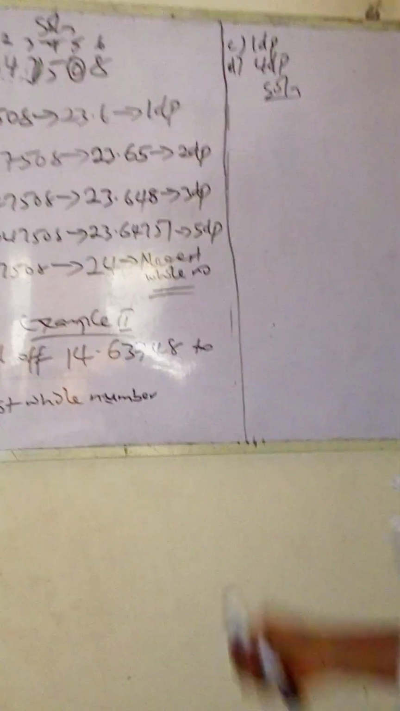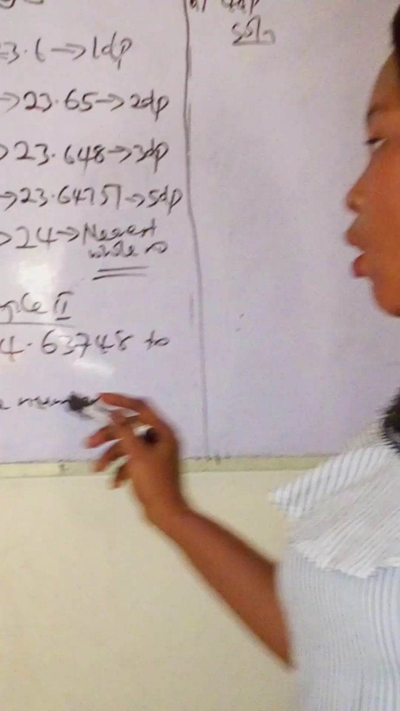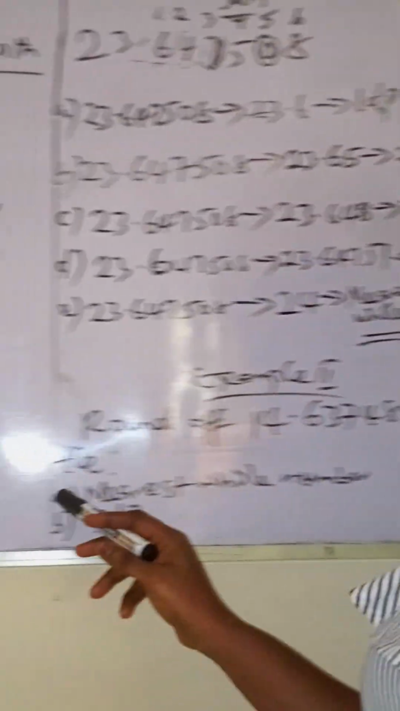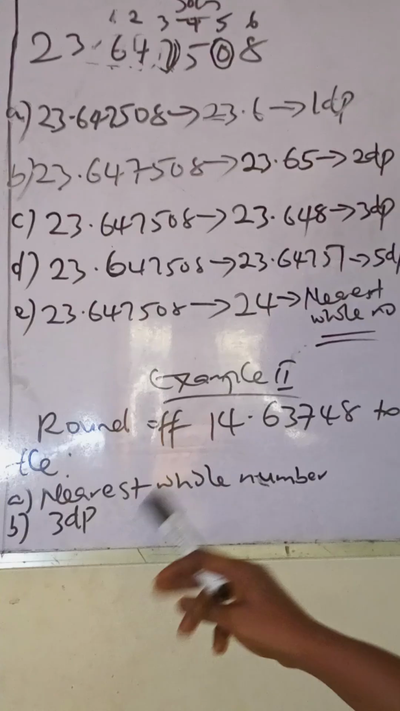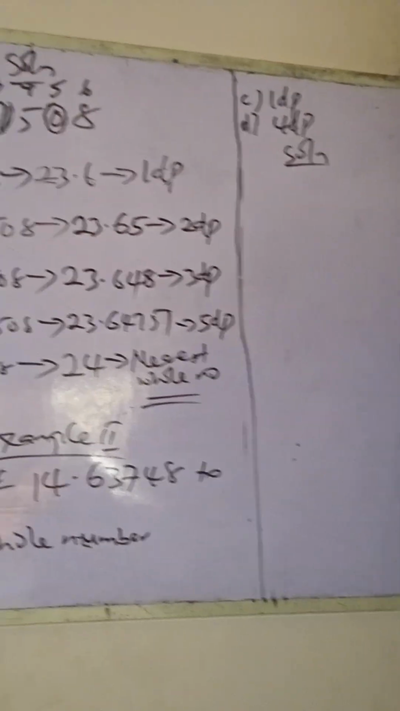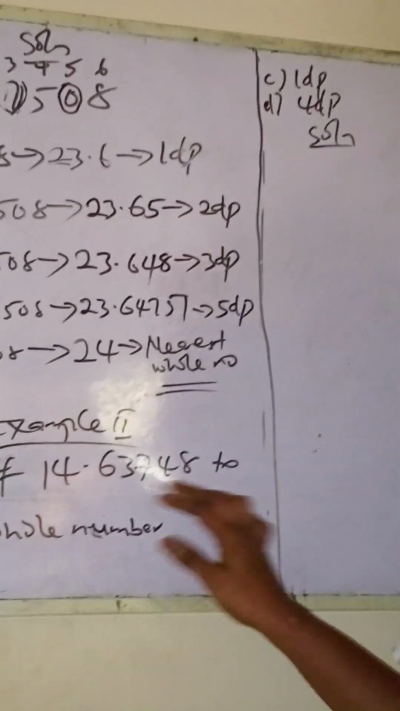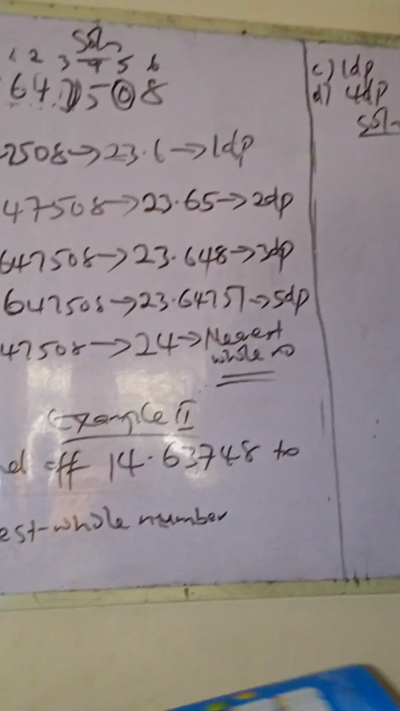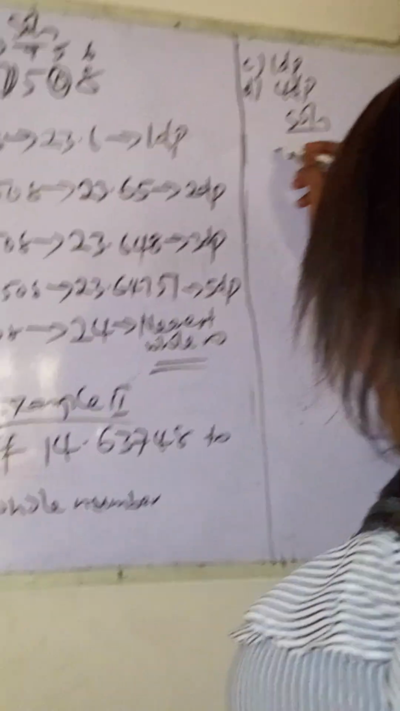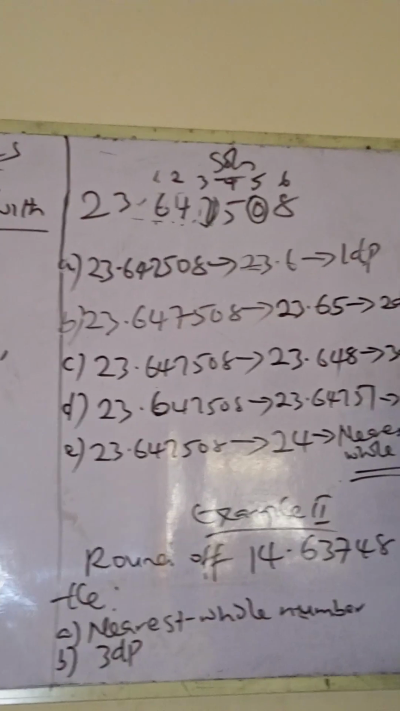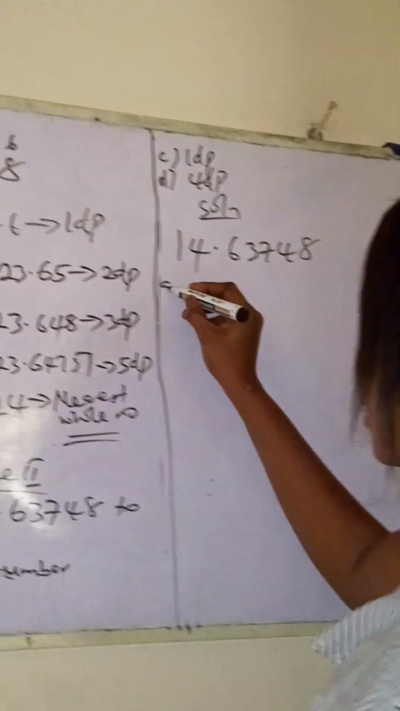Now we are going to look at example 2. Round off 14.63748 to A, the nearest whole number, B, 3 decimal places, C, 1 decimal place, and D, 4 decimal places. Now we are going to use this number to solve for the following. So let's look at it. I'm going to write out the number as 14.63748.